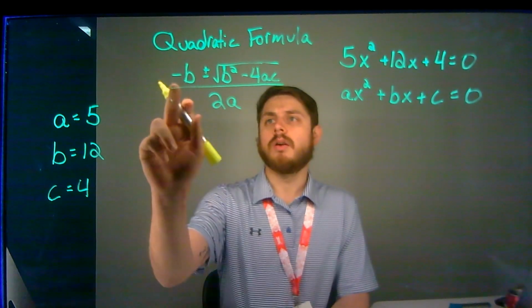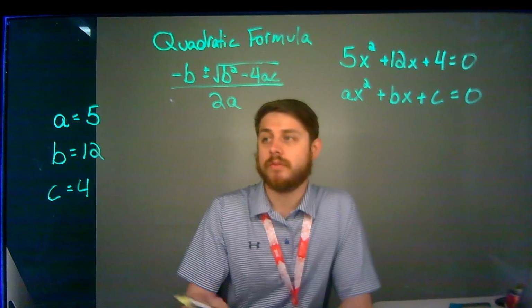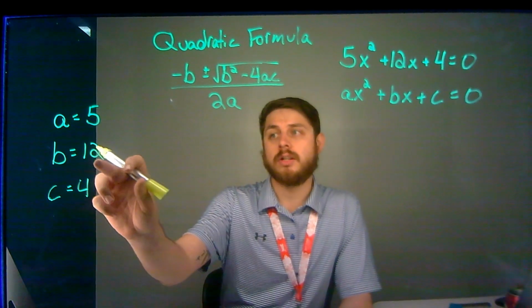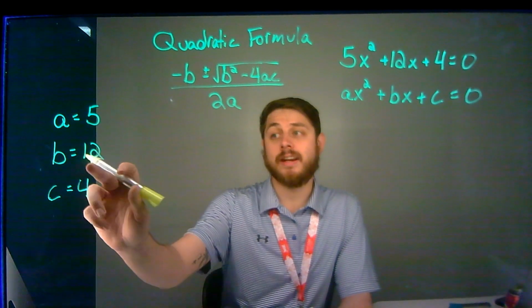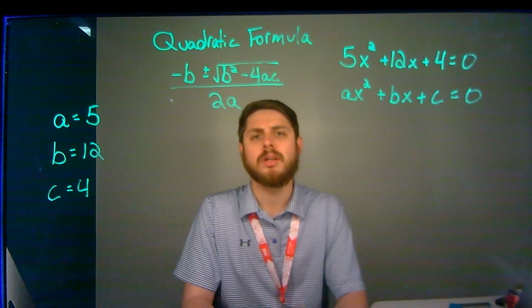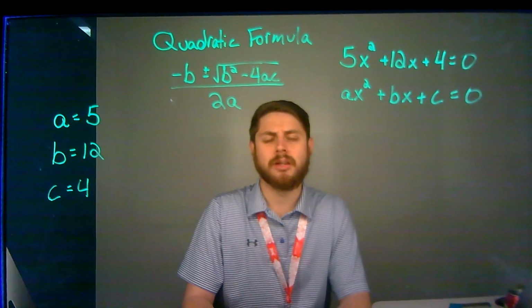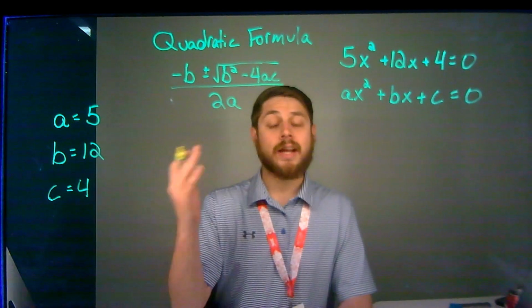So, whenever you see negative b, just think of the opposite of the b value that you have. So if I have a 12 here, it's going to become negative 12. Now, if I had a negative 12, it would then become positive 12. So I always tell my students to think of the opposite because that can sometimes be a little easier to think of than negative 12, which would become positive 12. So that can help a little bit.